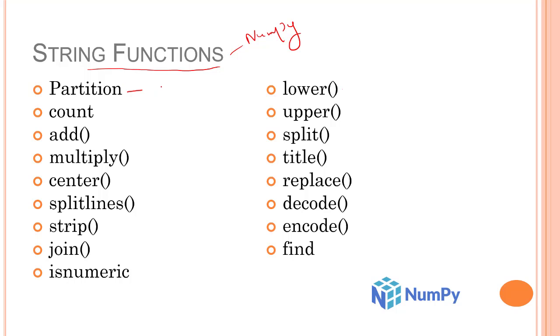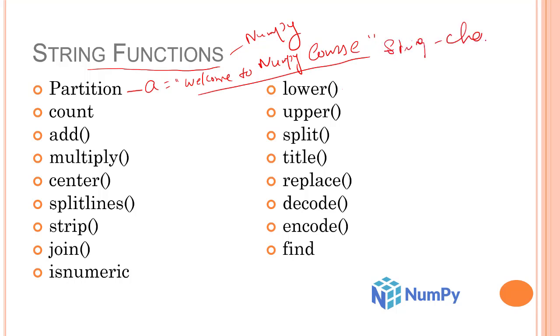Basically, this is used to do the partition for a string. Suppose we are taking one string like "welcome to NumPy course". Whenever we are using a string function, we have to take a particular string. You can use a char data type as well. Whenever you want to partition this particular string, we use partition. Count tells how many alphabets and words there are. If you want to count it, we use the count method.